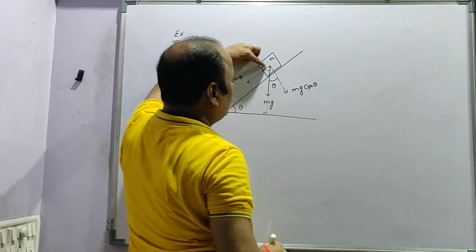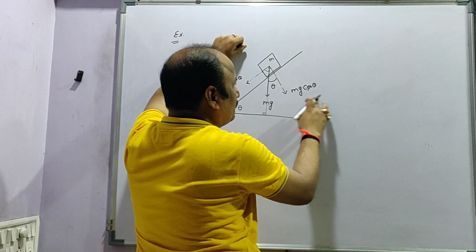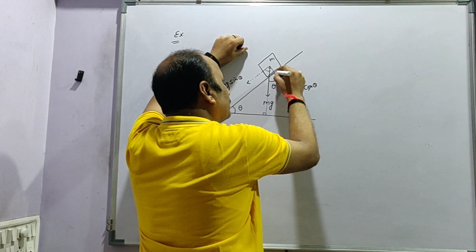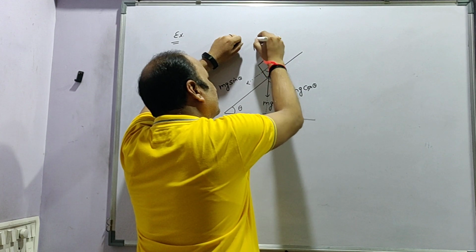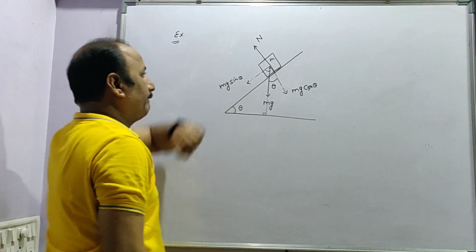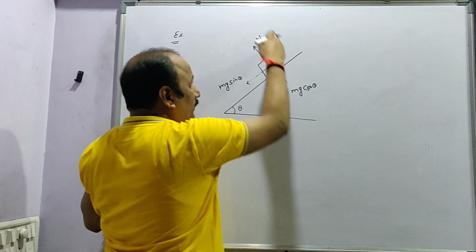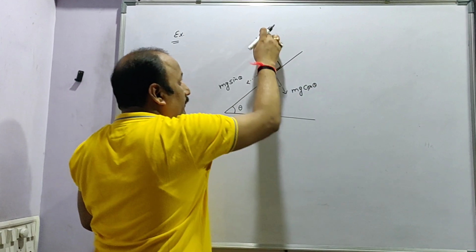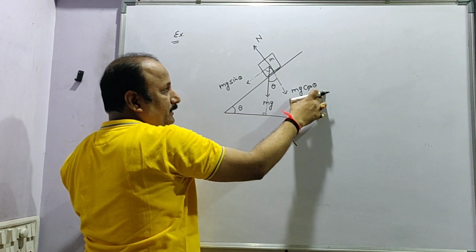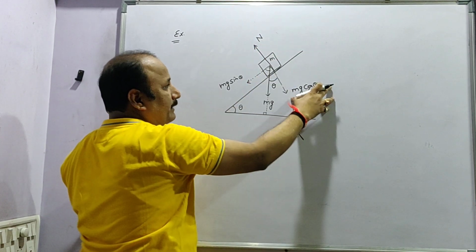Now the force exerted by this body on this surface, that is mg cos theta, so normal reaction can be written which is perpendicular to this contact surface, that is N. Okay. Now along this direction, perpendicular to the inclined plane, normal reaction is balanced by mg cos theta, because normal reaction is developed by this mg cos theta.